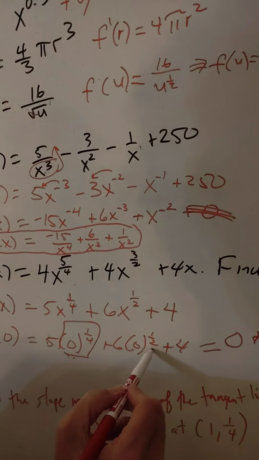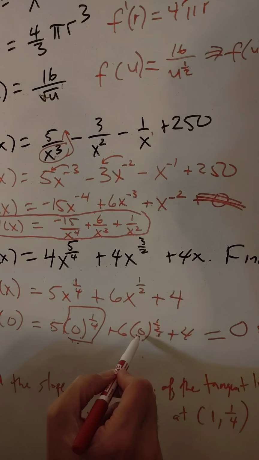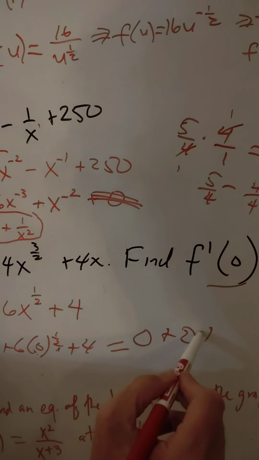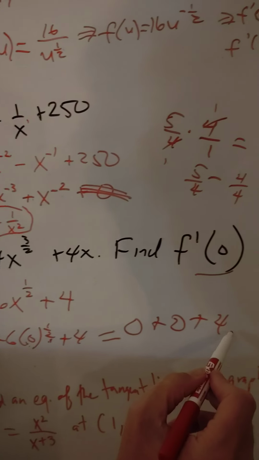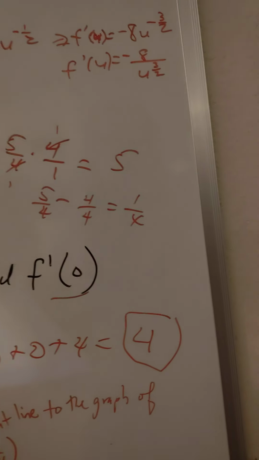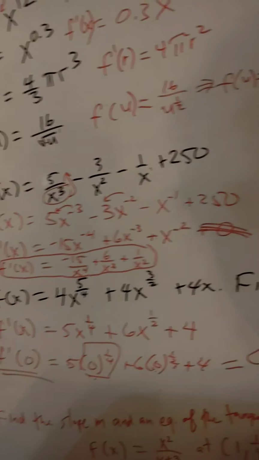0 to any power is 0. This is like the square root of 0. 1/2 power means square root. Isn't the square root of 0, 0? And what's 6 times 0? 0. Plus 4 is always 4. So my final answer is 4. So that's what f prime of 0 is. F prime of 0 is 4. This tells me the slope of the tangent line at x equals 0 is 4.